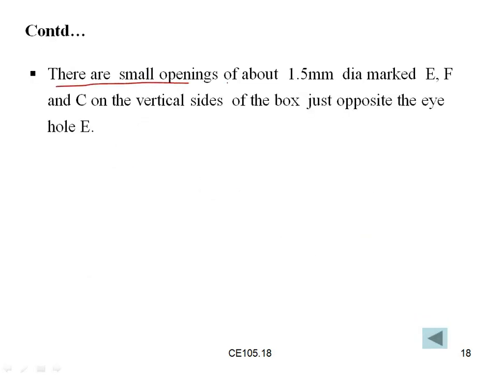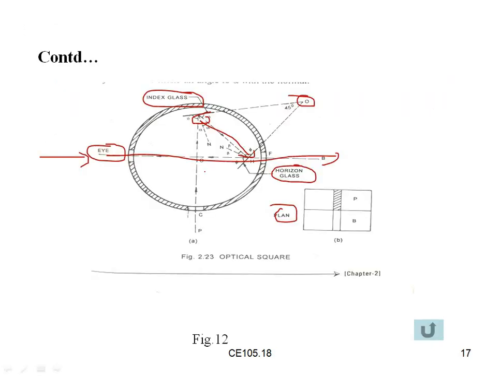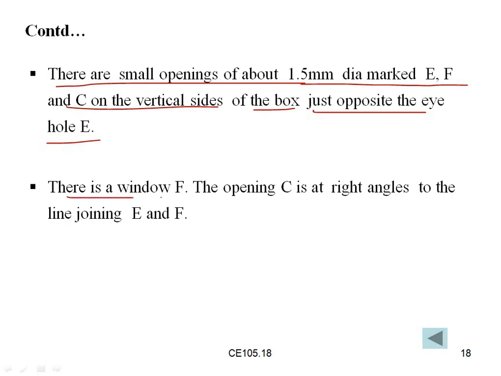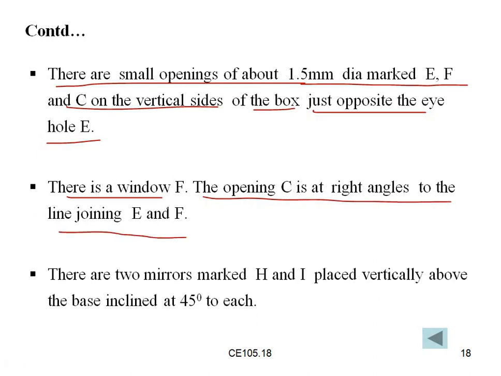There are small openings of about 1.5 mm diameter marked E, F and C on the vertical sides of the box, just opposite the eye hole E. So here this is the eye hole E. There is a window F. The opening C is at right angles to the line joining E and F. There are two mirrors marked H and I placed vertically above the base and inclined at 45 degrees to each other.